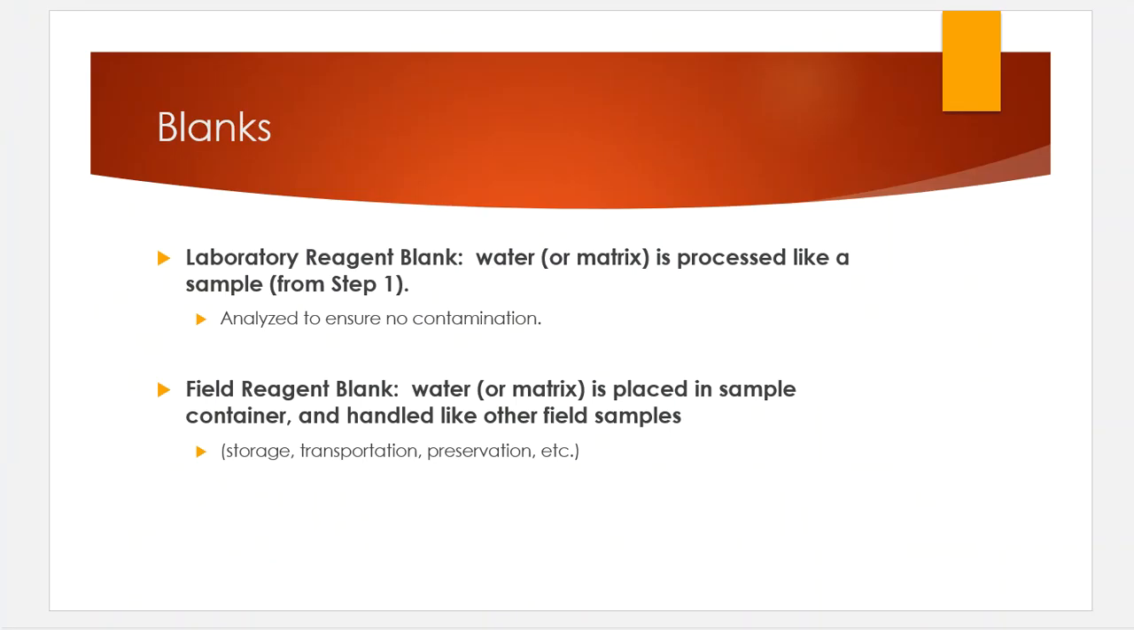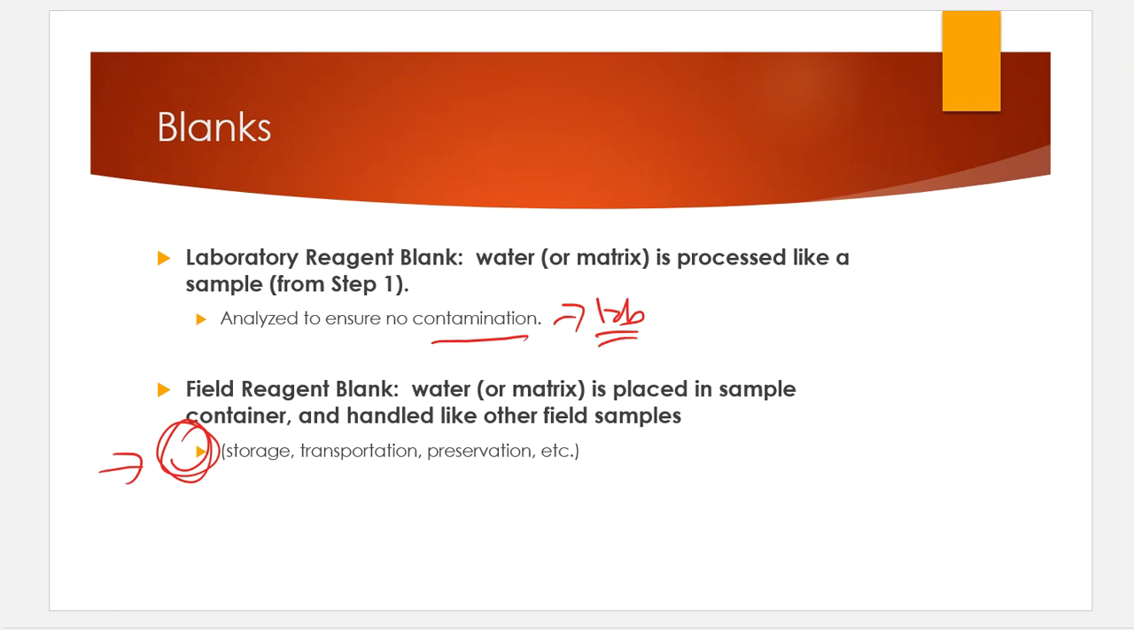So those are the two blanks that we're going to be talking about that you'll see show up on the assignments, or maybe on a midterm or some type of test: LRBs and FRBs. So lab reagent blanks are going to be tested to make sure that there's no contamination, particularly within the lab. And field reagent blanks are going to be tested to make sure there's no contamination due to the storage, the transportation, the preservation, etc. of those samples when they are collected by a person out there in the field.